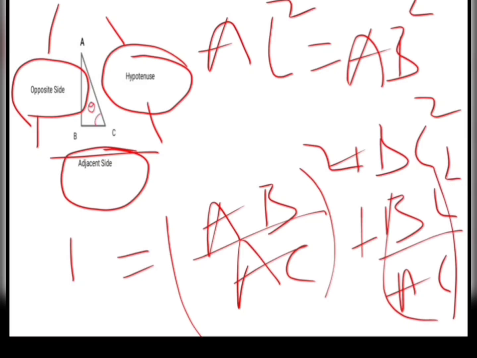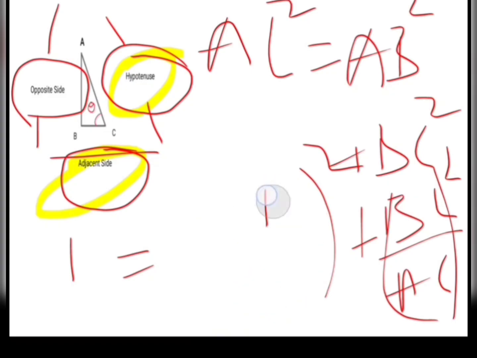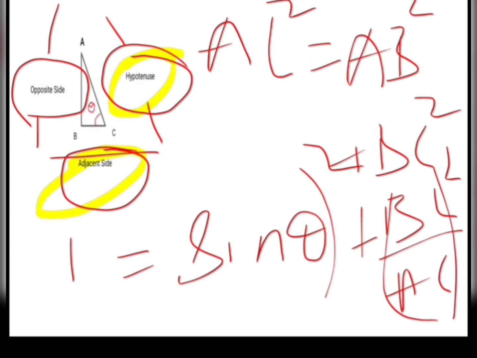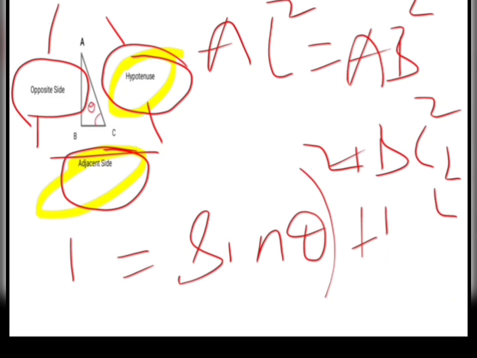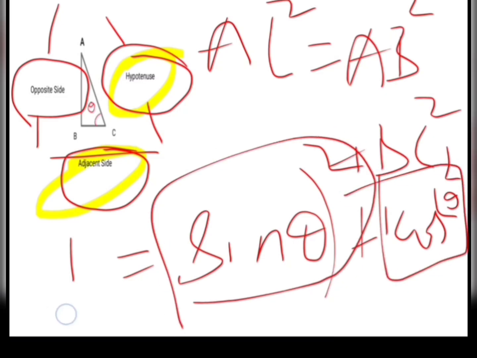AB by AC is opposite side by hypotenuse, which is sin theta. BC by AC is adjacent side by hypotenuse, which is cos theta. Here, when you replace AB by AC with sin theta and BC by AC with cos theta, you can get sin theta whole square plus cos theta whole square is equal to 1.